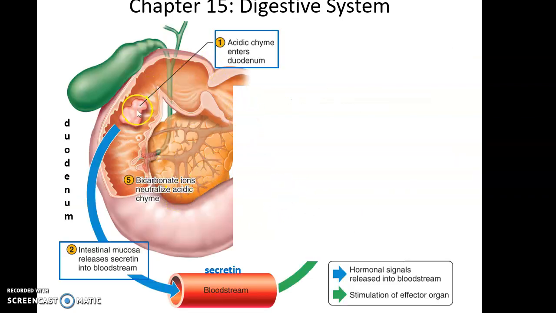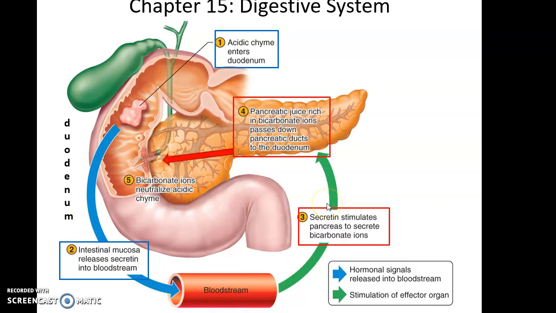So acidic chyme enters the duodenum. This causes the duodenum to release the hormones secretin and cholecystokinin. They travel in the bloodstream and arrive at the pancreas, thereby stimulating the pancreas to secrete either the bicarbonate ions, secretin causes that, or the digestive enzymes by cholecystokinin. And then the pancreatic juice will then enter the duodenum.